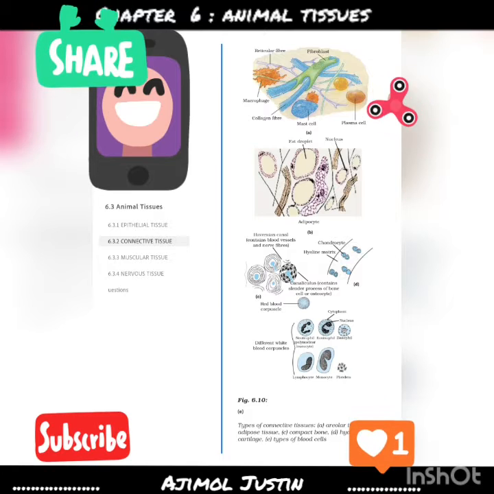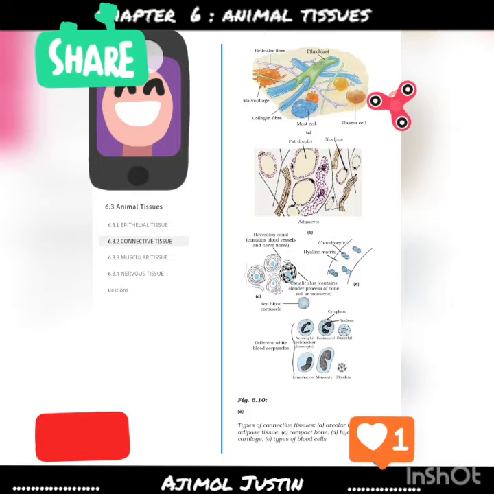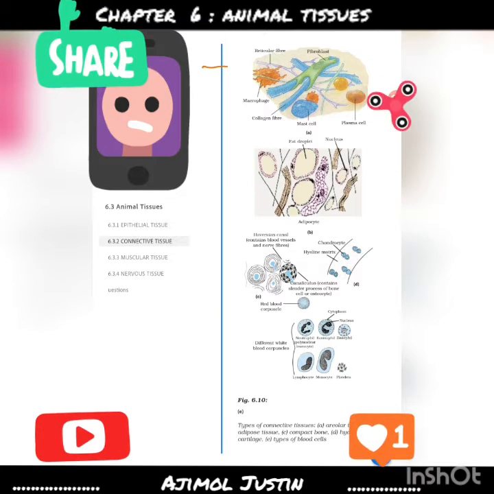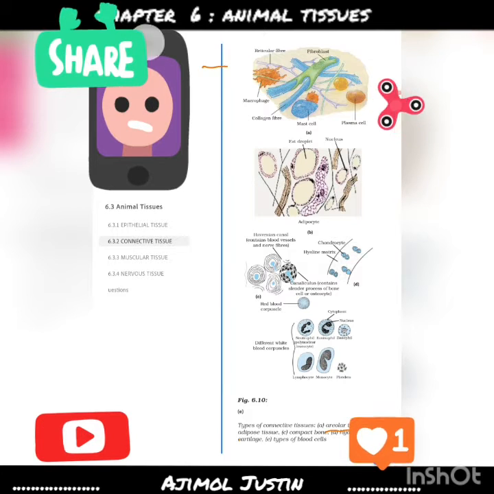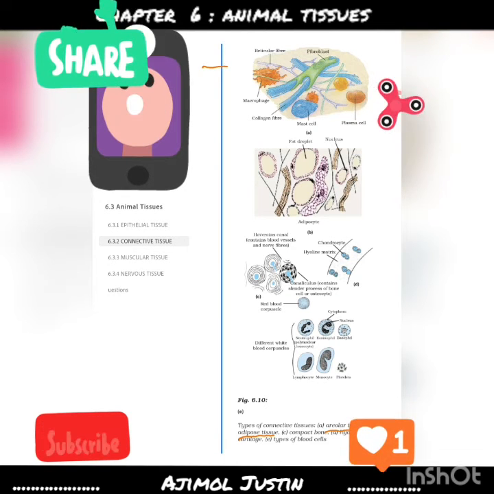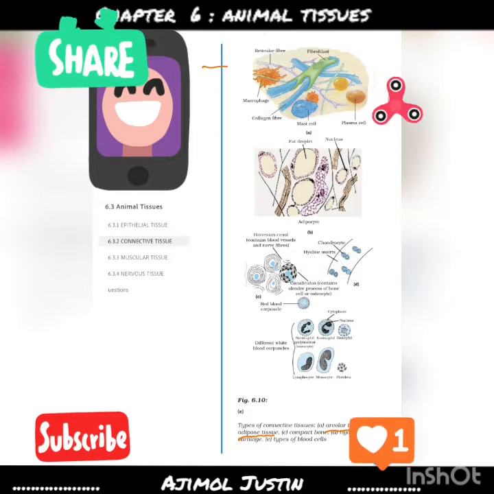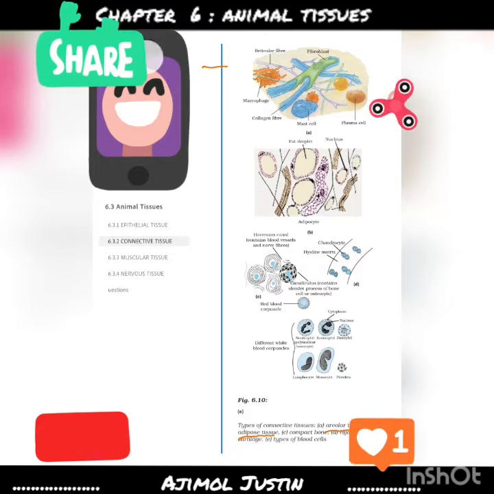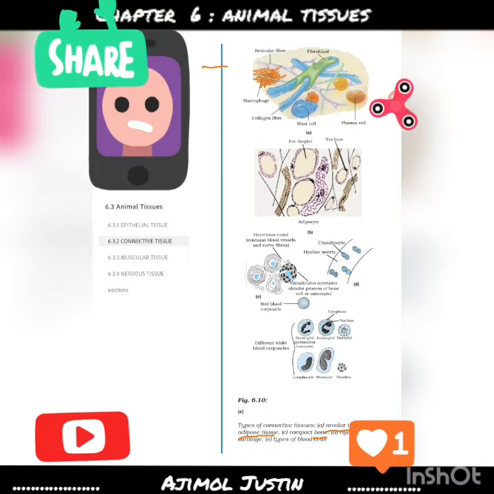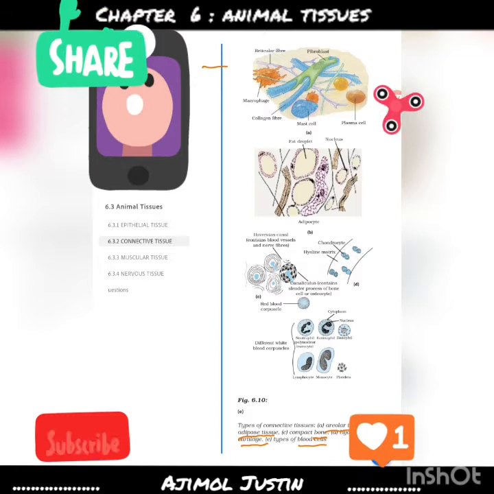So these are examples for connective tissue. You don't need to learn in detail what they are. Not examples, different types. Different types of connective tissues are areolar tissue, adipose tissue, bone, cartilage and blood. You have 5 different types of connective tissue.